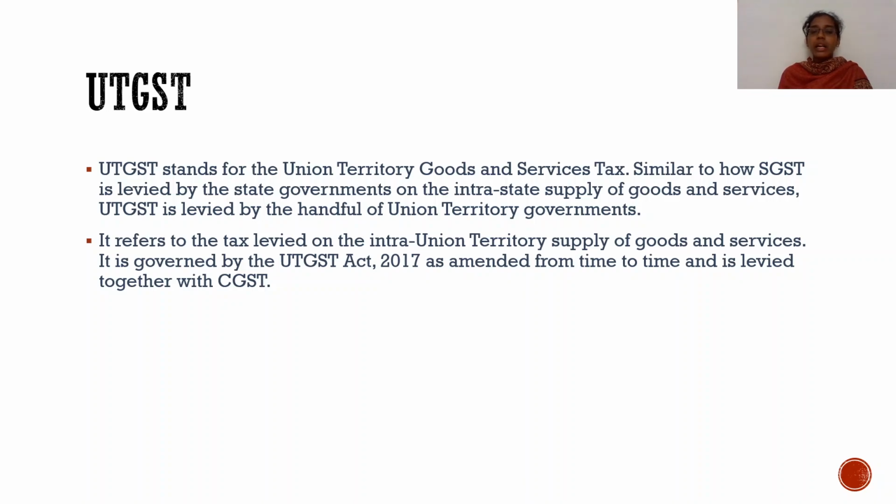UTGST is levied by the union territory governments. It refers to the tax levied on intra-union territory supplies. If it is intrastate supplies, then CGST and SGST would be applicable. If it is intra-union territory supply, then it is CGST and UTGST that would be applicable. It is governed by the UTGST Act. We have the Union Territory Goods and Service Tax Act, 2017, and this would be applicable if the transaction is happening within a union territory. And it is amended from time to time.